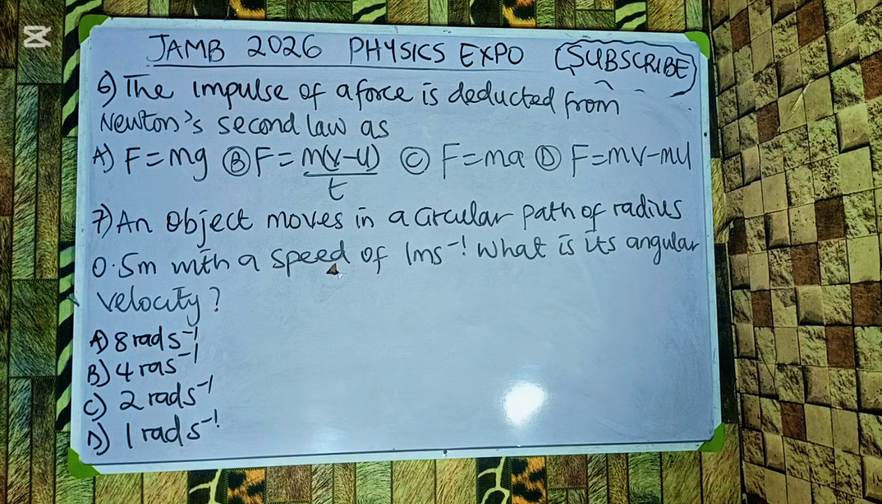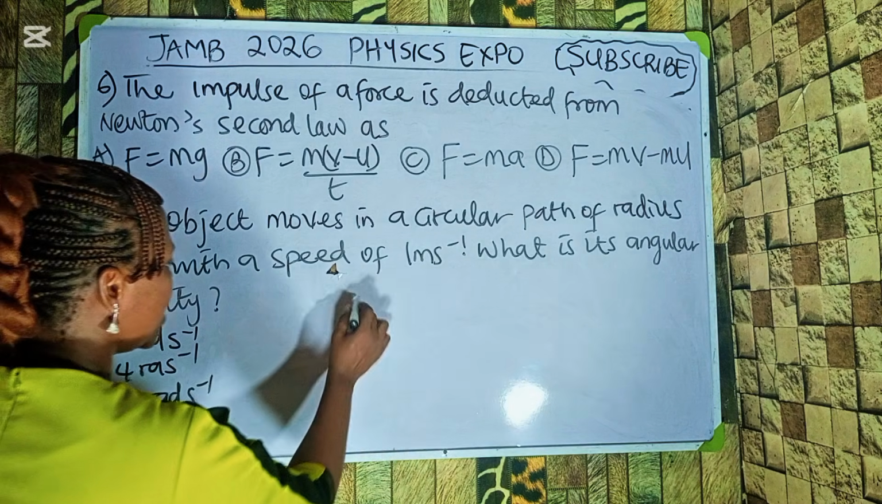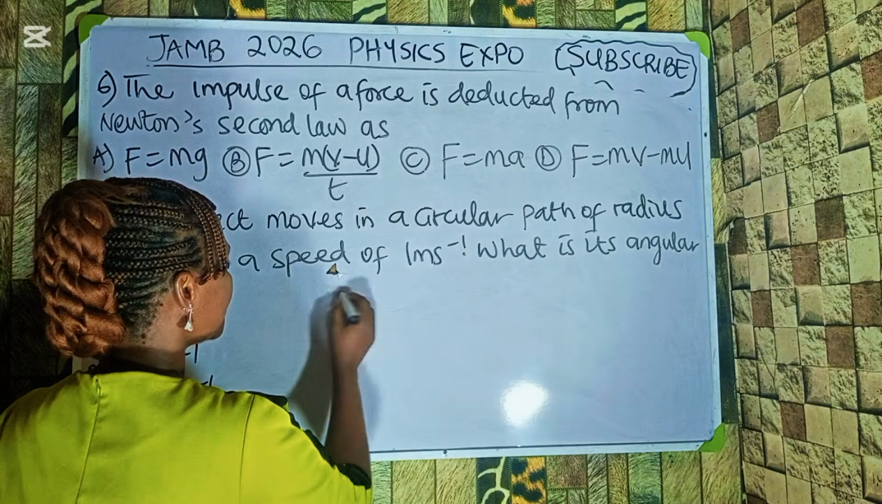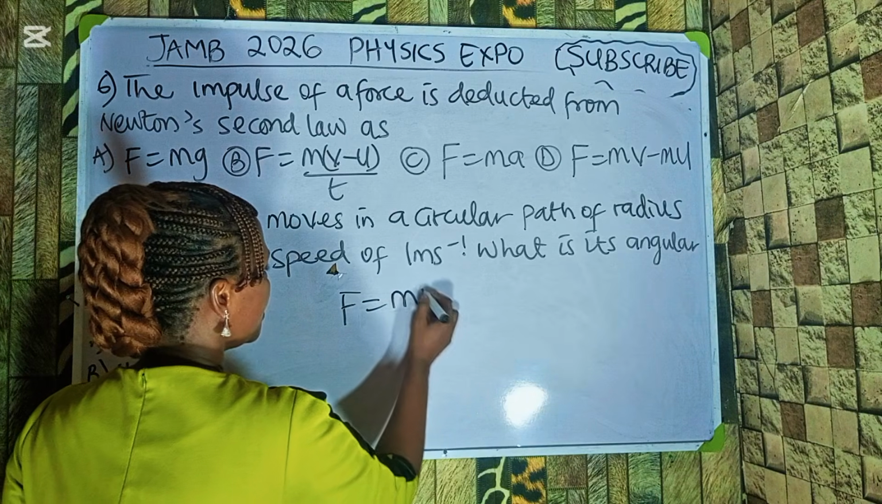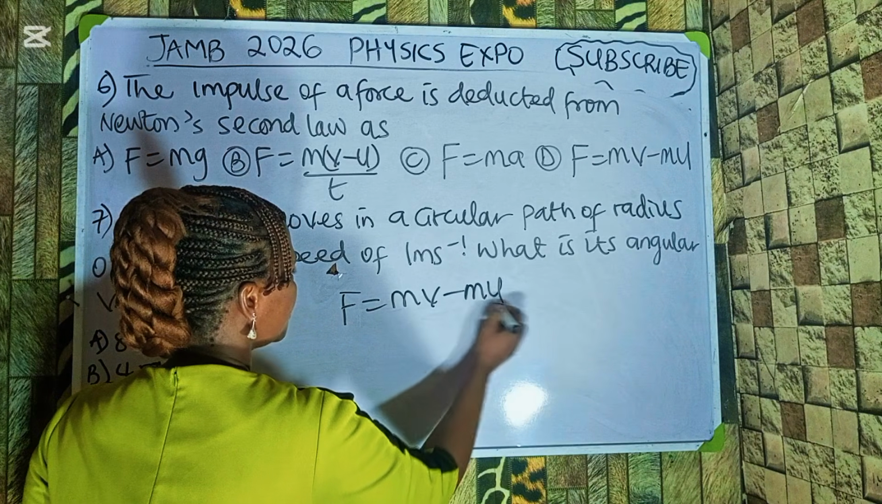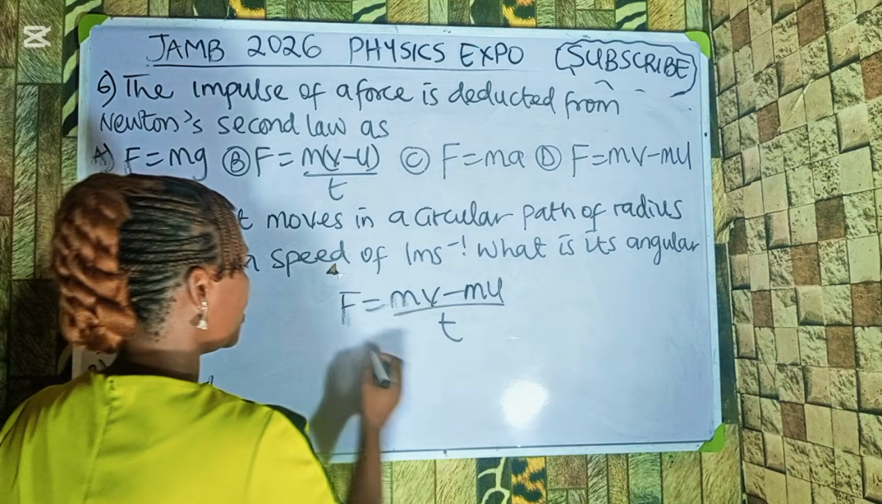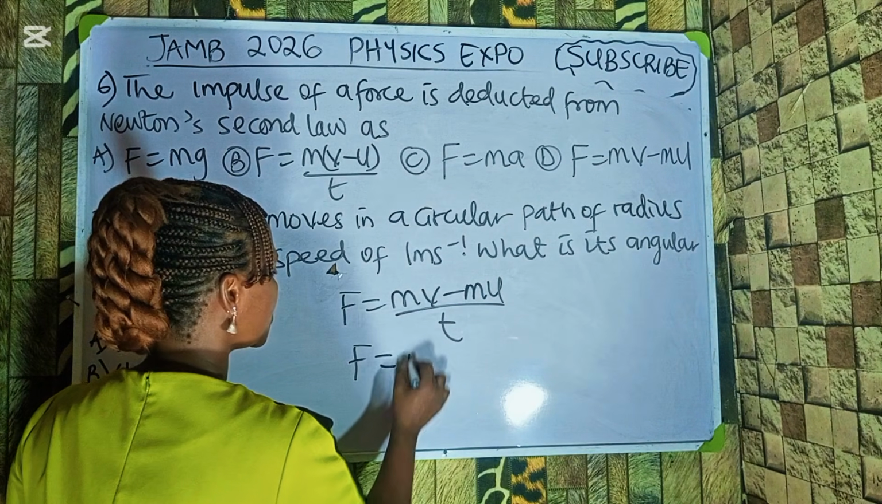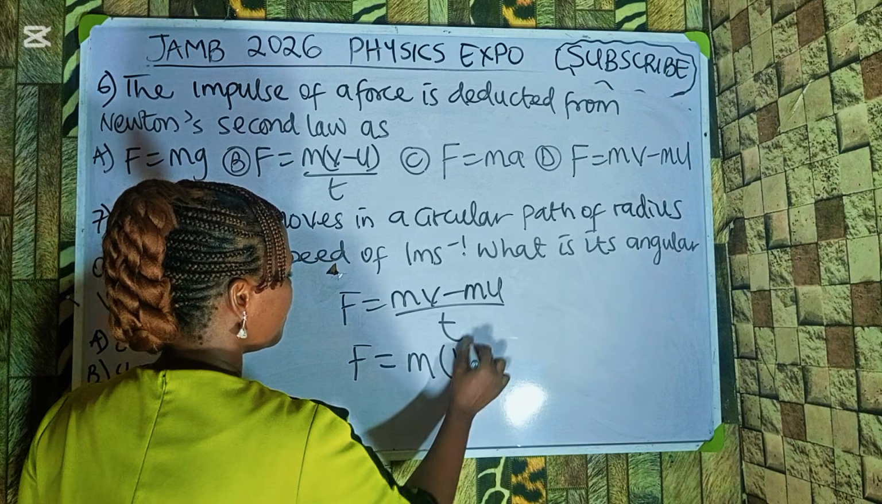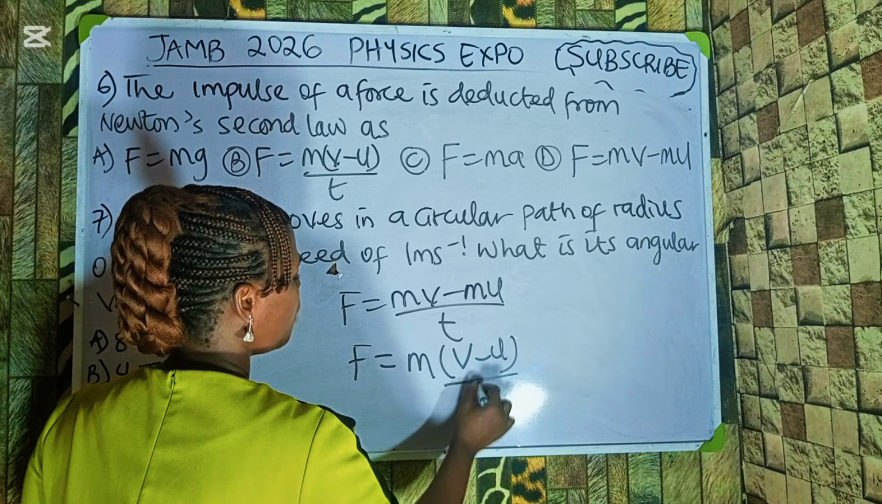Question 6. The impulse or the force is deduced from Newton's second law as what? We have the following options. Now you must ask yourself, what's Newton's second law? Now Newton's second law states that F is equal to mv minus mu over t, right? That means we are going to say that F is equal to m, you bring out v minus u, all over t.